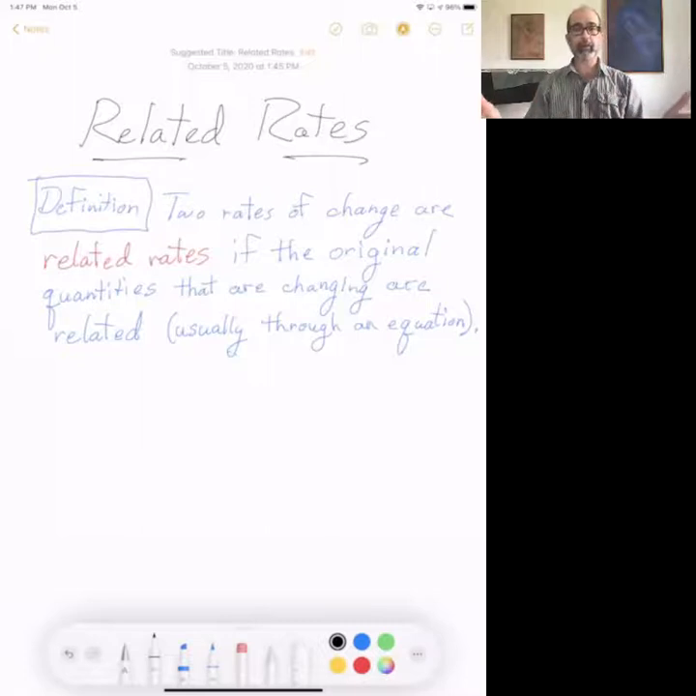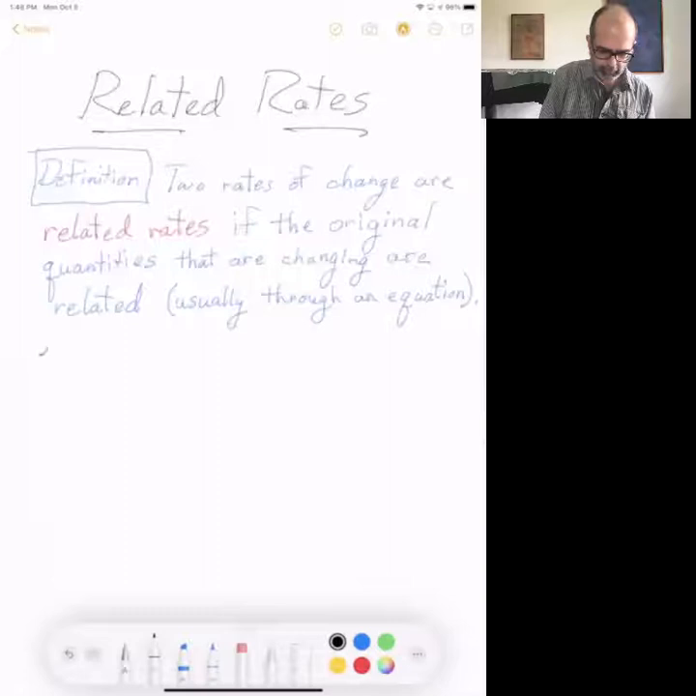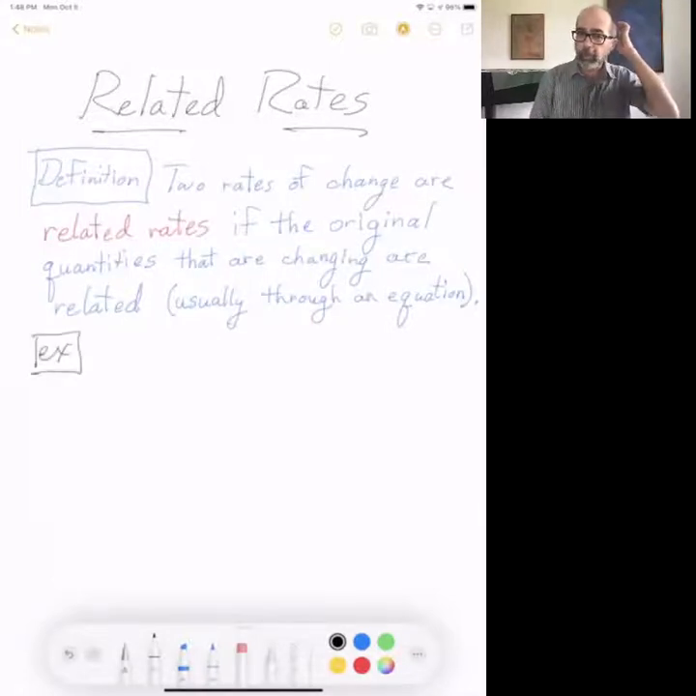So if we have a name for it, we need to know what that name means. We're talking about two rates of change are called related rates, as stated here, if the original quantities are also related. So, well, what does that mean? I think the best way of looking at it is to think about an example of what I'm talking about. How can two things be related rates?